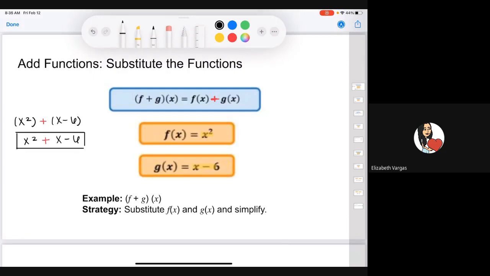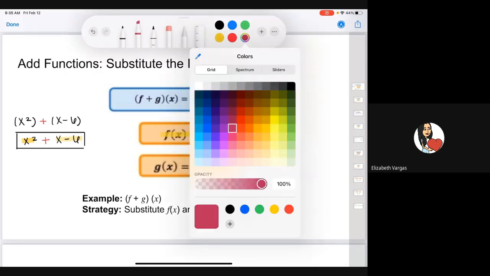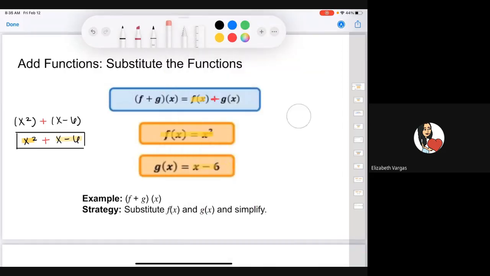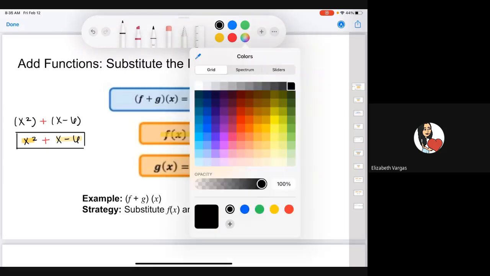Okay, does anyone have any questions about how I combined or added f and g together? Any questions? Yes, Miss. How do you find the x² in the left one? x² is right here. So f of x is equal to x². When I have to put f(x) on this side, I'll just put x², because it's telling me f of x is equal to x². So I'm just going to substitute those in. Does that make sense? Here, I'll draw some arrows. Oops, that's not what I meant to do.